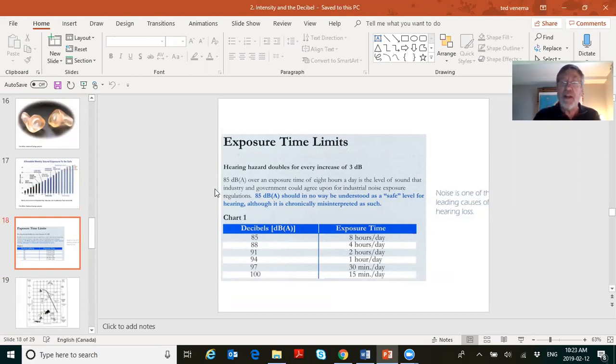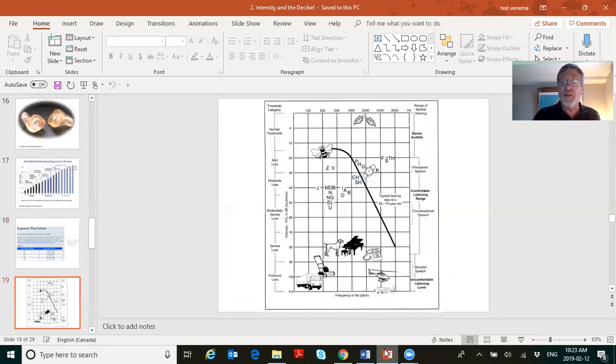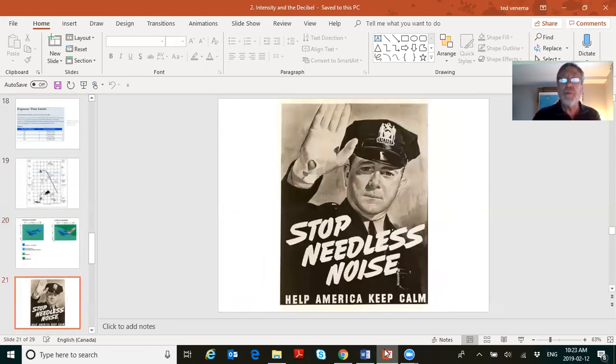So 85 dB is usually the cutoff, and some say every time the sound increases by 3 dB, the allowed time gets cut in half. I gave you the rule that if sound increases by 5, the time gets cut in half. But really, they're quite similar. And also there's something to note here, and that's this COP.